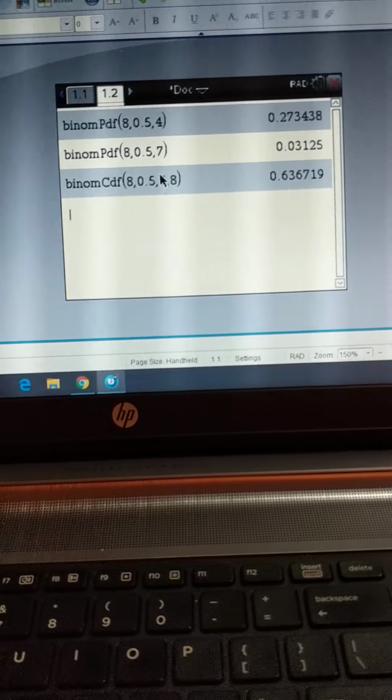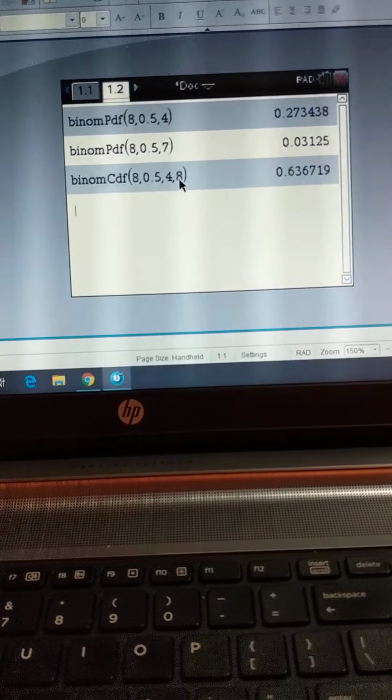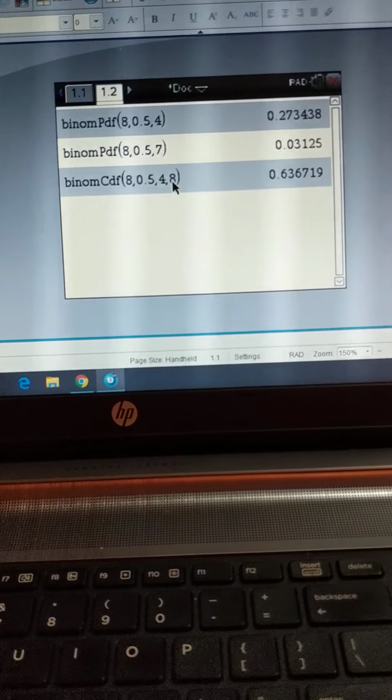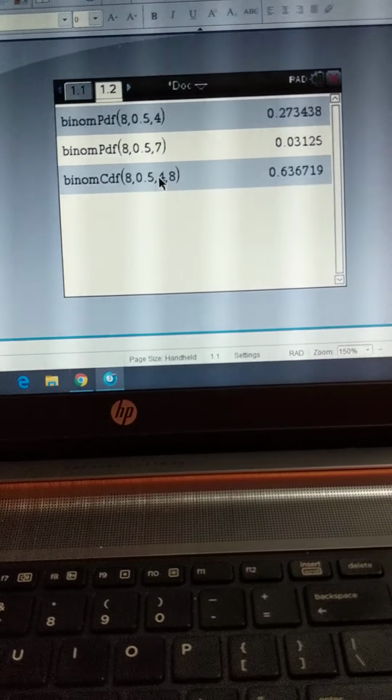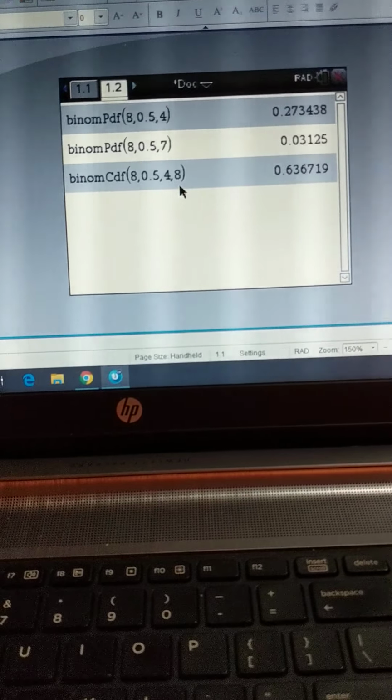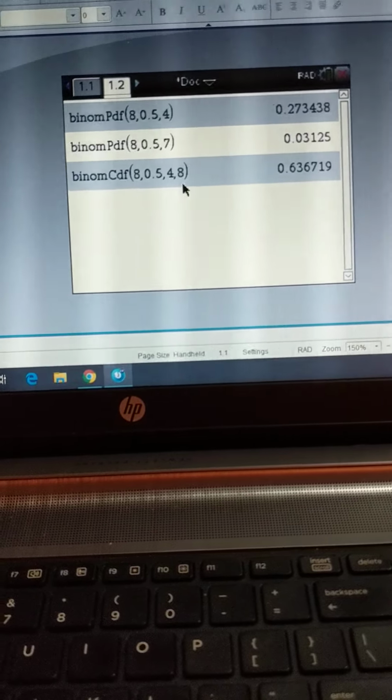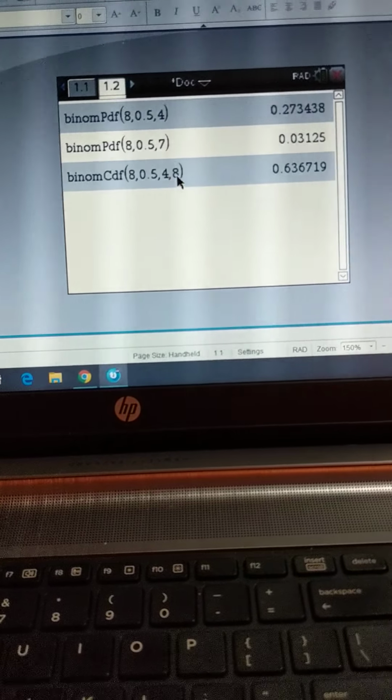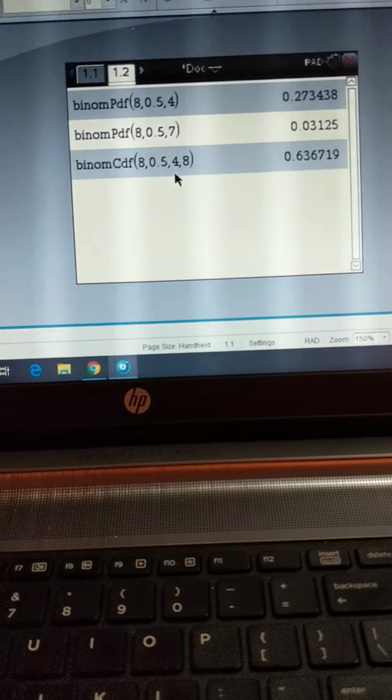63.67% chance that I will get between 4 and 8 heads, including 4 and including 8. If I wanted to do more than 4, then that would be 5 to 8, because we can't include 4.